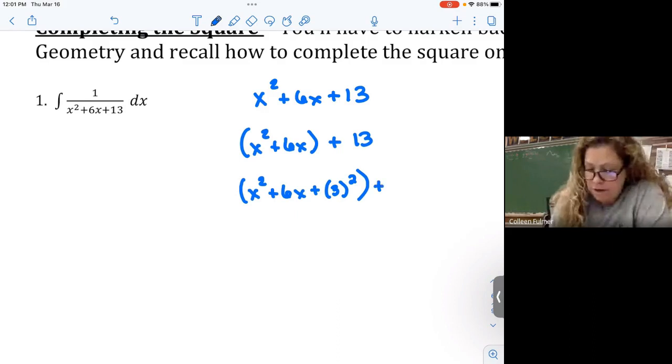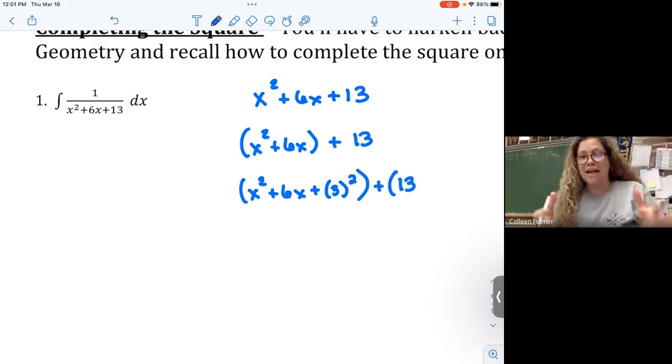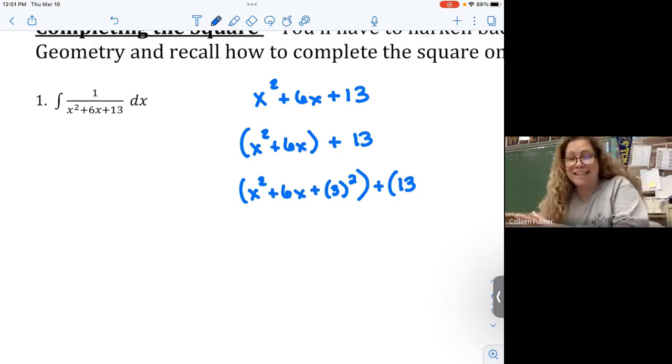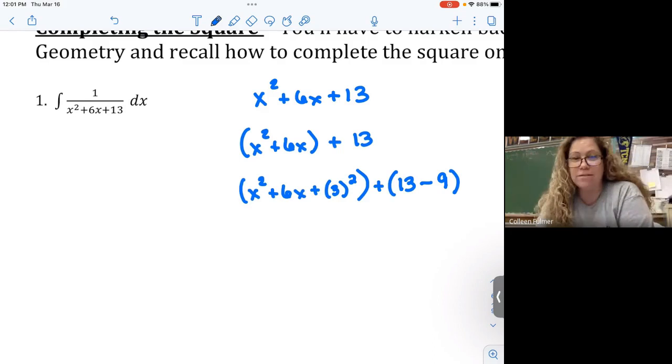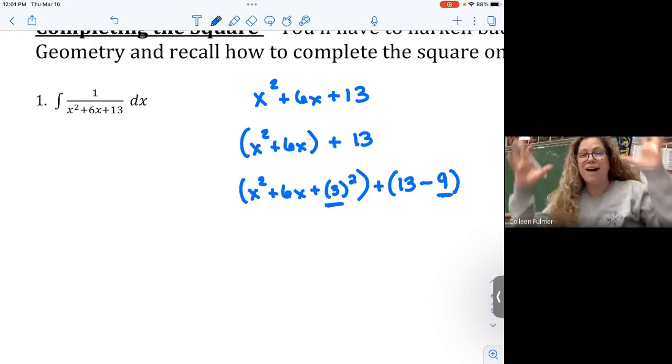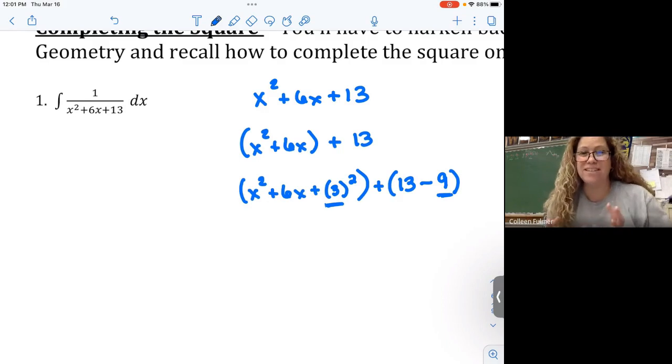So that's where this 13 is going to come into play. If I have 13, I don't want to add 9 to that. I want to subtract 9 from that. Because if I add 9 here, and then I subtract 9 here, I've essentially kept the whole thing balanced. This thing is still equal to the original x squared plus 6x plus 13.